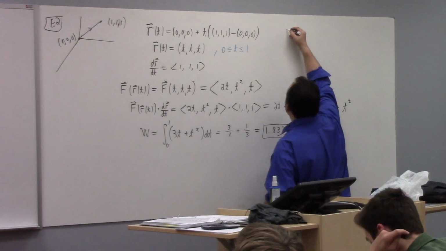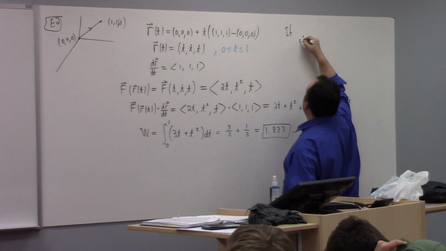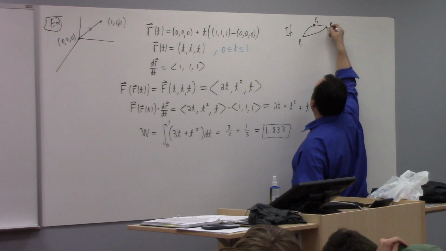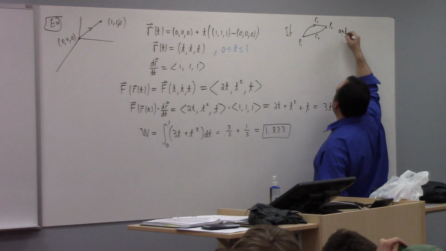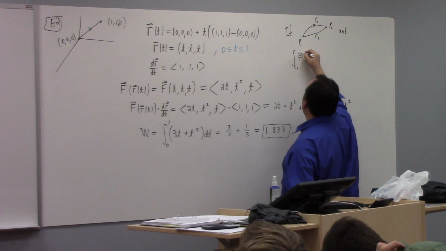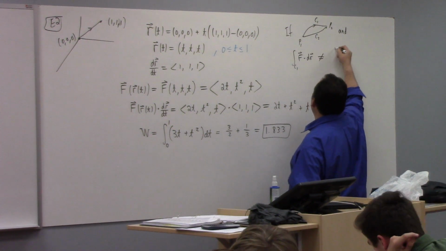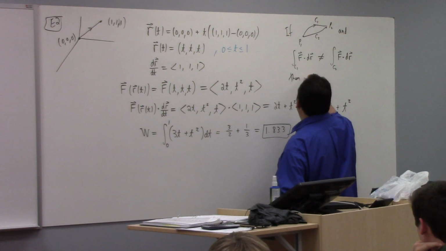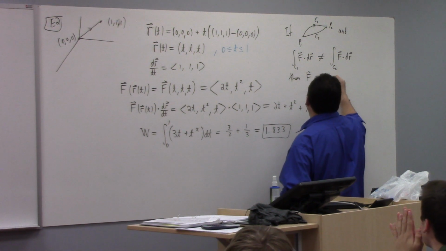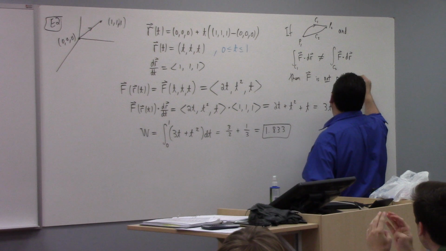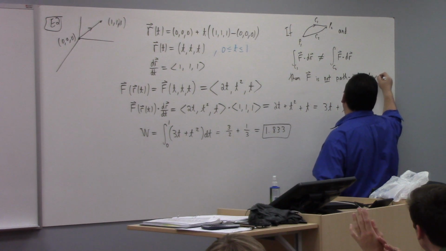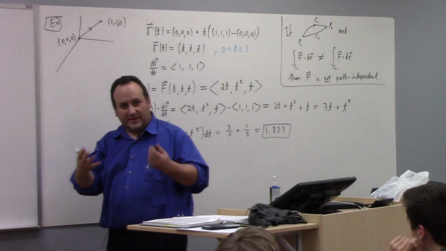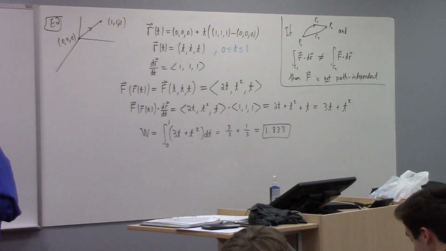So if you have an initial point and a final point like that, and you have one curve, let's say C1, and another curve C2, like this, and if the integral over C1 of F dot dr is not equal to the integral over C2 of F dot dr, then F is not path independent. So the interesting thing is when your force is path independent. This one is not path independent because in fact it's path dependent.